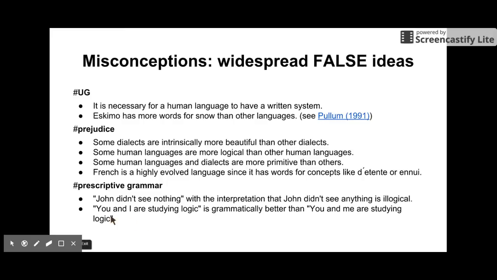Okay. The second one, "you and I are studying logic" is grammatically better than this one. The same reason, it's just prescriptive grammar. When people use this type of sentences, you just want to know what is the underlying structure instead of judging, saying you should say this instead of that, right? Okay.